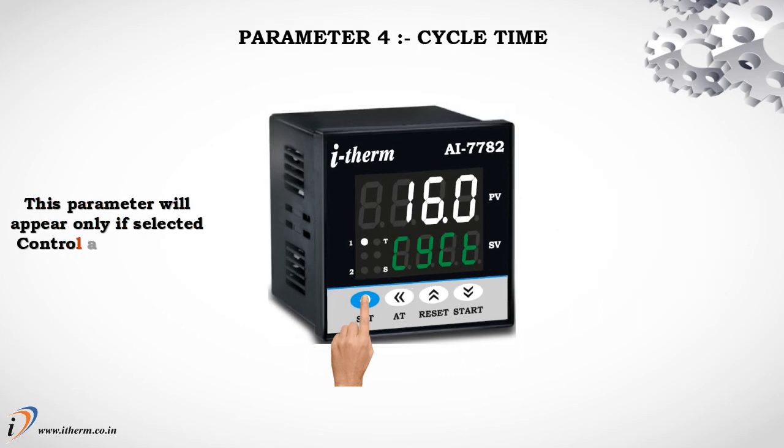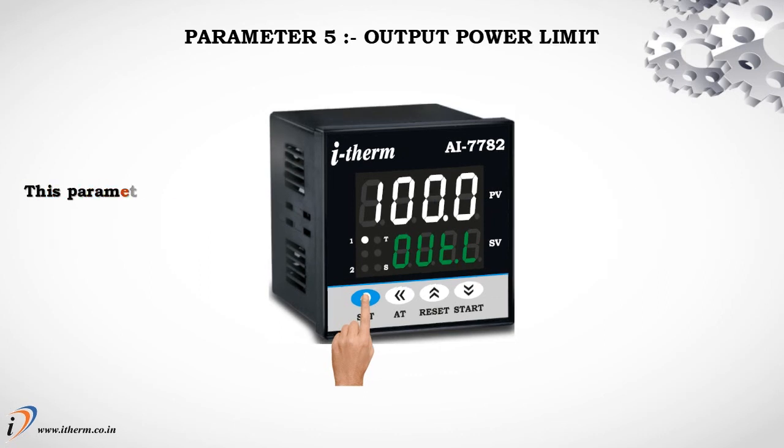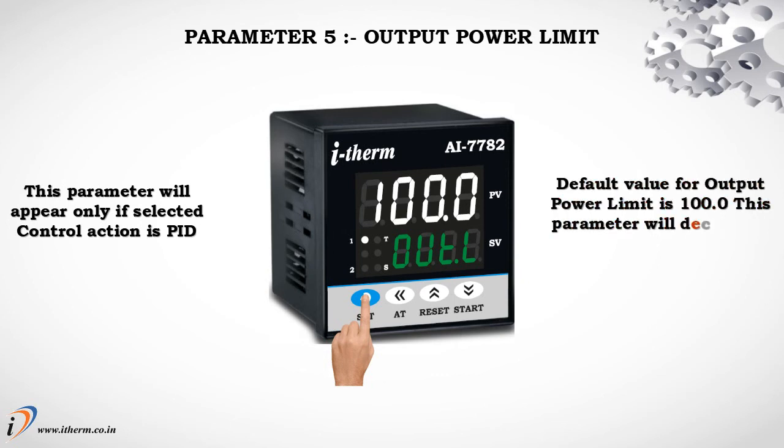Parameter 4, Cycle Time. This parameter will appear only if the selected control action is PID. The default cycle time value is 16.0 seconds for relay output and 1.0 second for SSR output. Parameter 5, Output Power Limit. This parameter will appear only if the selected control action is PID. The default value for output power limit is 100.0. This parameter will decide the maximum output power in % applied to the load.